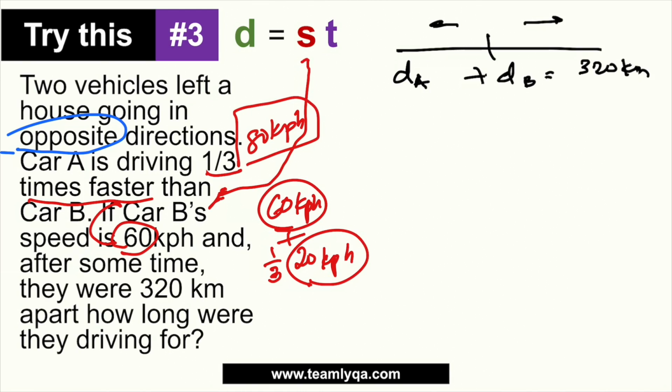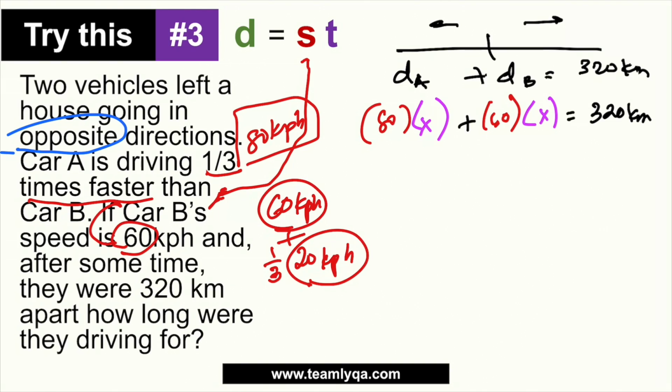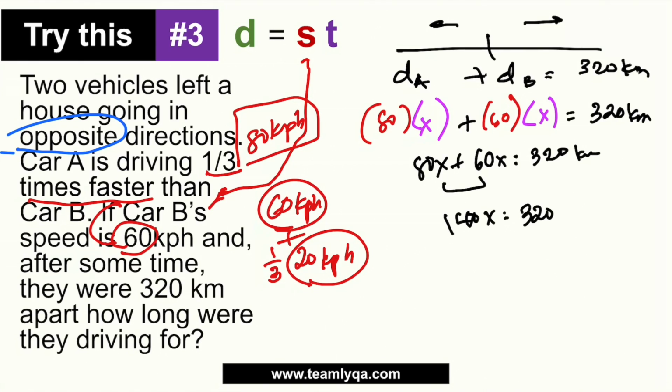So, again, yung kay A, ang speed niya ay 80 kilometers per hour. Solve na natin kanina. I-multiply natin sa nawawalang time x, plus, and then we have yung kay car B, which is 60 kilometers per hour. Tapos, i-multiply natin dun sa x din. Equal daw yan dapat sa 320 kilometers. Solving it down, you have 80x plus 60x is equal to 320 kilometers. Tapos, ito, pagsasamahin lang natin. So, this will be 140x is equal to 320.